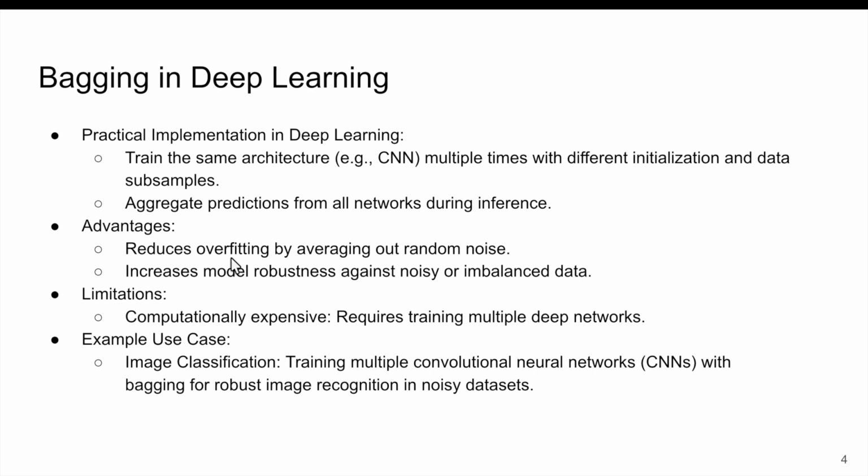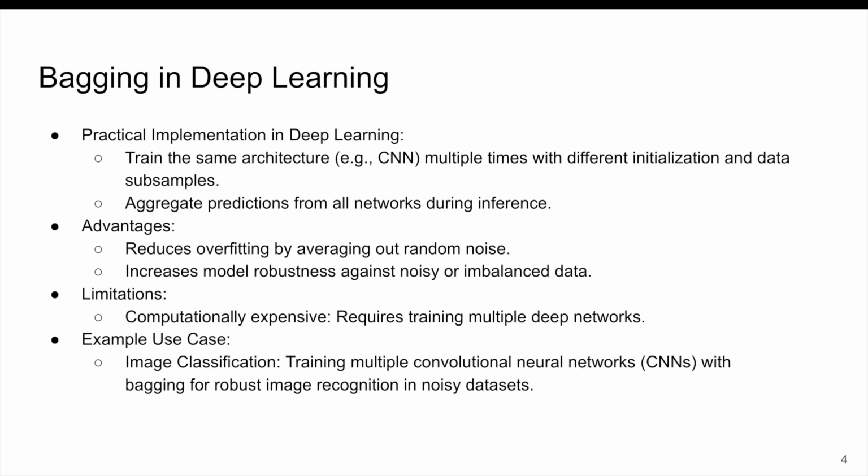Advantages: it reduces overfitting, as we already discussed. It is used to reduce variance, right? And variance is nothing but the case of overfitting. By averaging out the random noise, it increases the model robustness against noisy and imbalanced data. All right. Limitations: it's computationally expensive. It requires multiple deep neural networks, and since it requires multiple deep neural networks, it is computationally expensive.